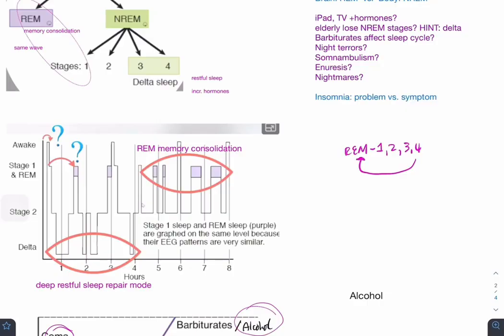Why is that? Because from REM sleep, we enter into stage 1. So the EEG readings are quite similar. Okay, 3 and 4 are also similar. But 2 is where we spend most of our time. That's what this diagram is trying to show you. And also we did talk about delta sleep being a deep, restful sleep repair mode.